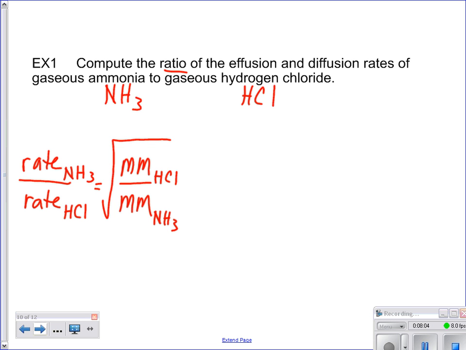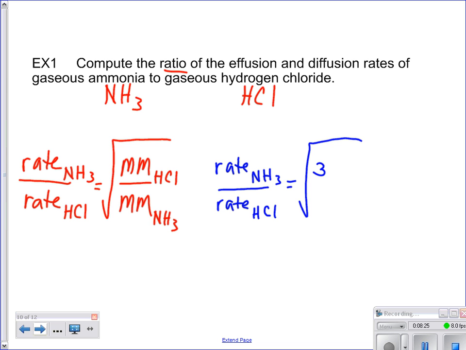So now when we start plugging this in, our rate of NH3 divided by our rate of HCl is going to be equal to our molar mass of HCl, so we just add that up, 35.45 plus 1.01. That's going to be in grams per mole. I'll write it this time here.